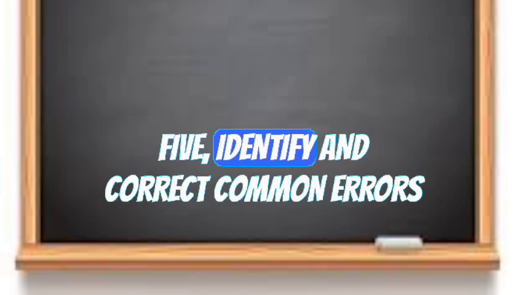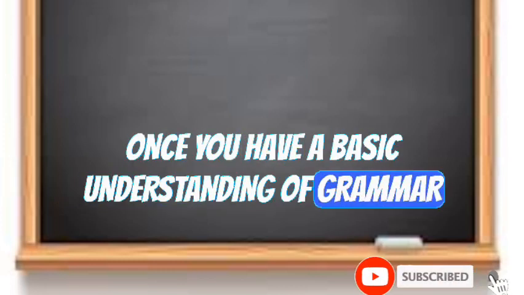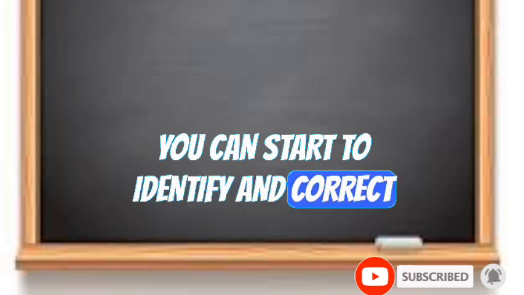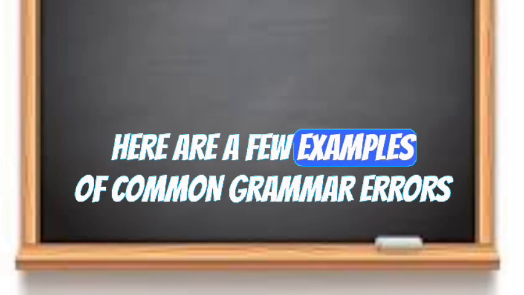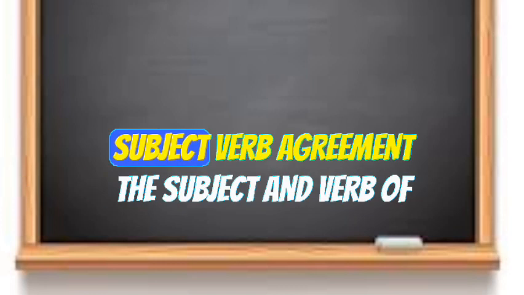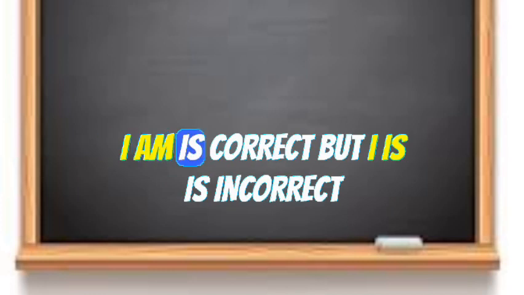5. Identify and correct common errors. Once you have a basic understanding of grammar, you can start to identify and correct common errors in your own speech and writing. Here are a few examples of common grammar errors. Subject-verb agreement. The subject and verb of a sentence must agree in number. For example, I am is correct, but I is incorrect.